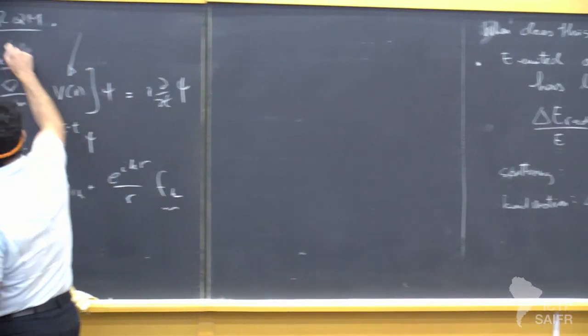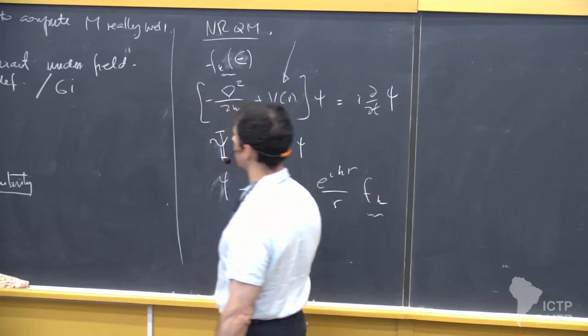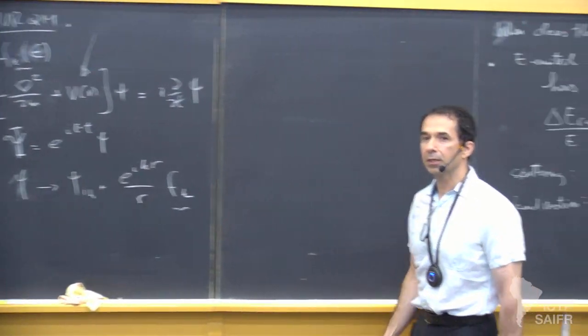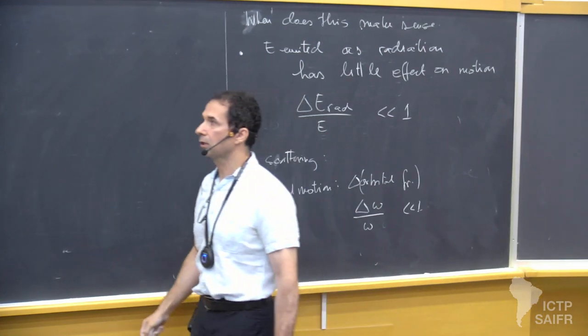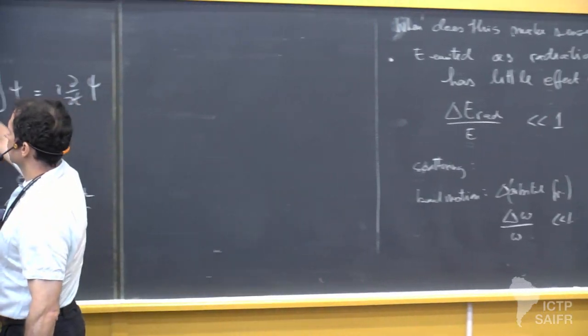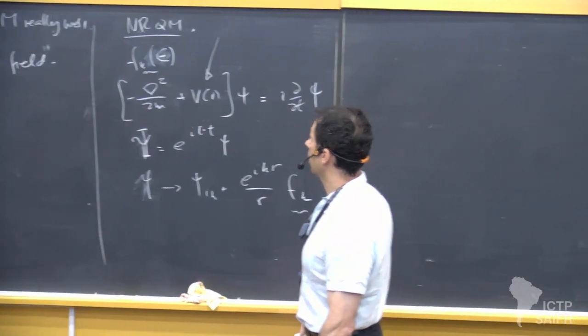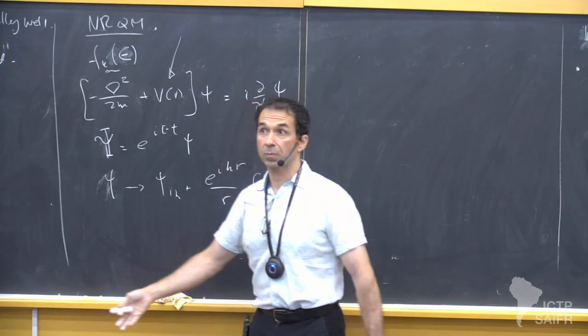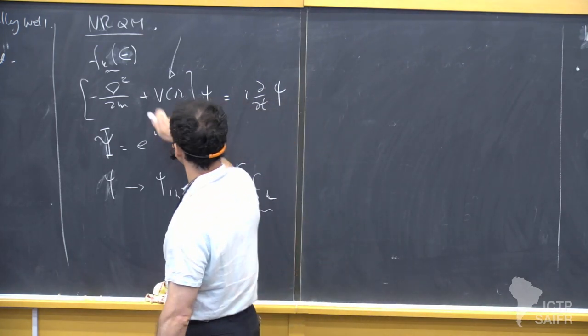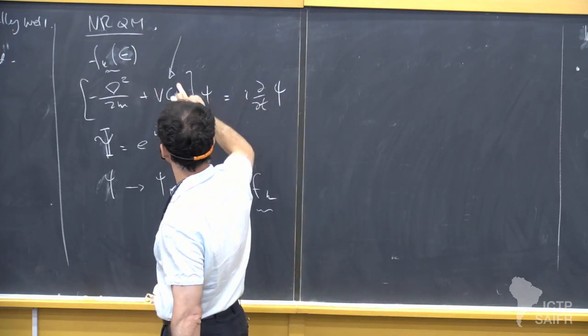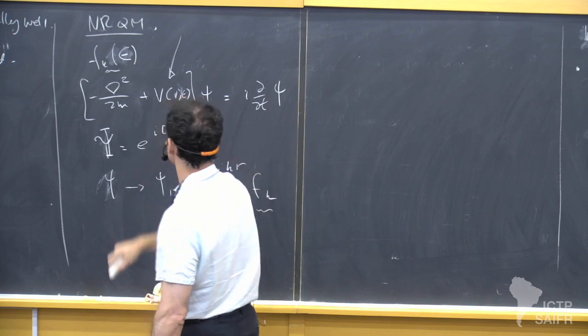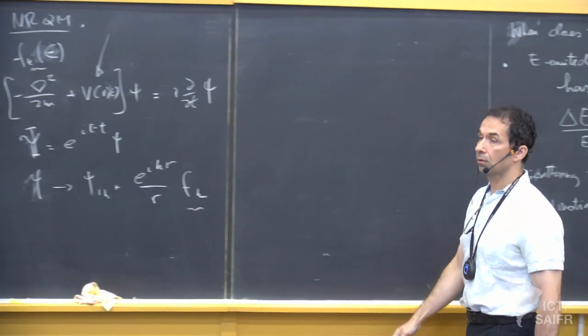Let's also assume that there is a free parameter in there, which we later on are going to call the coupling constant. Let's call it epsilon, or if you wish, h bar, but not necessarily h bar. So he is asking us to find this v of r and epsilon. So the question is, how do we do this?